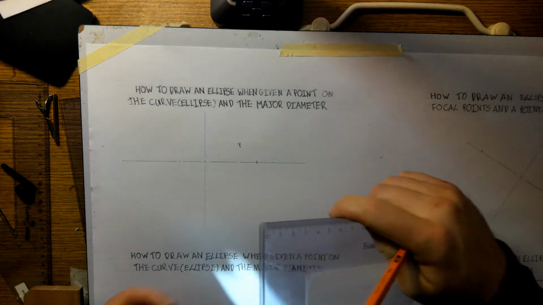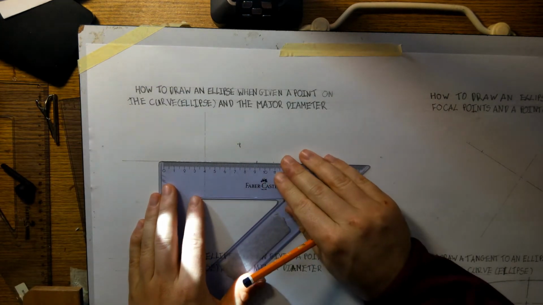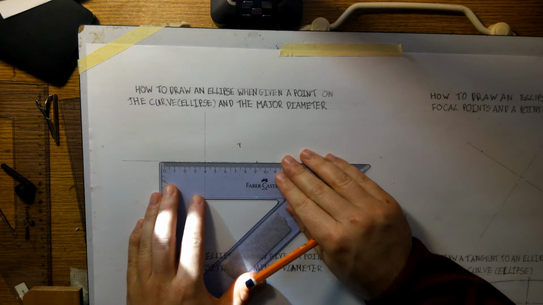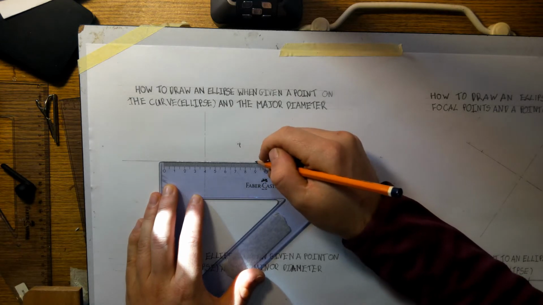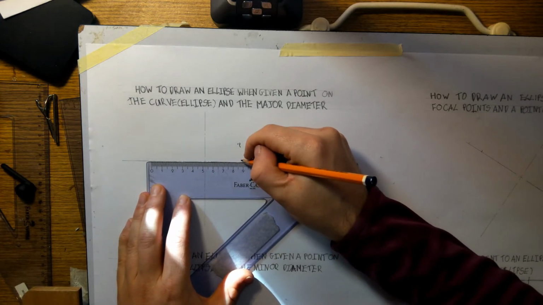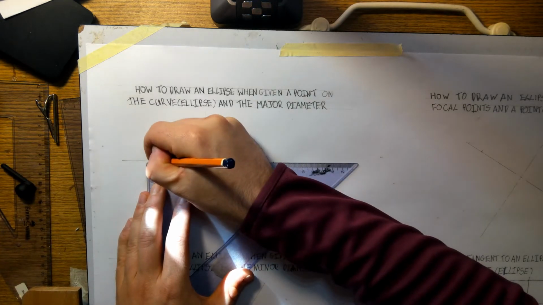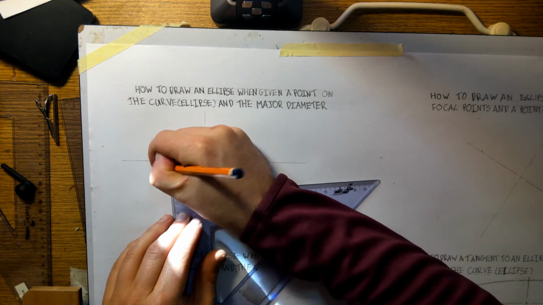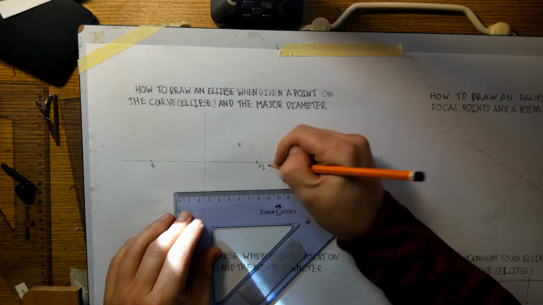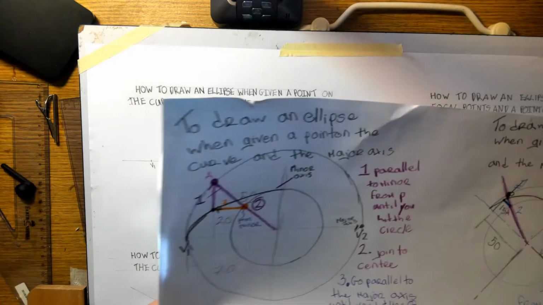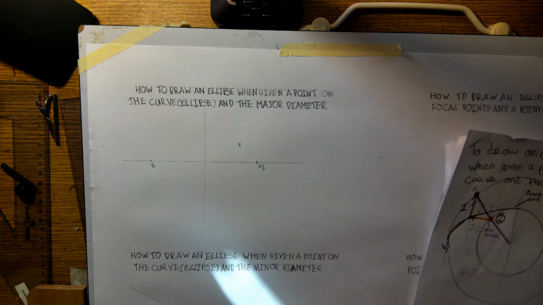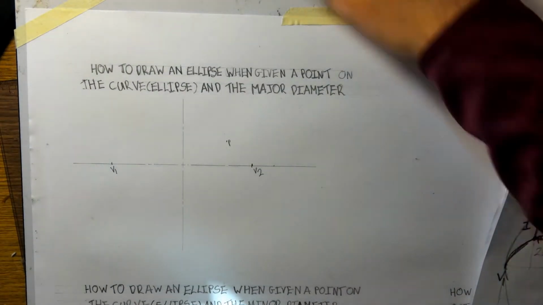So I'm given my point P. I have my major diameter, so in my question my major diameter is going to be 52, or sorry, that's my major radius, so 104 is my major diameter. Now this is working backwards from the concentric circles. I'll zoom in a moment.